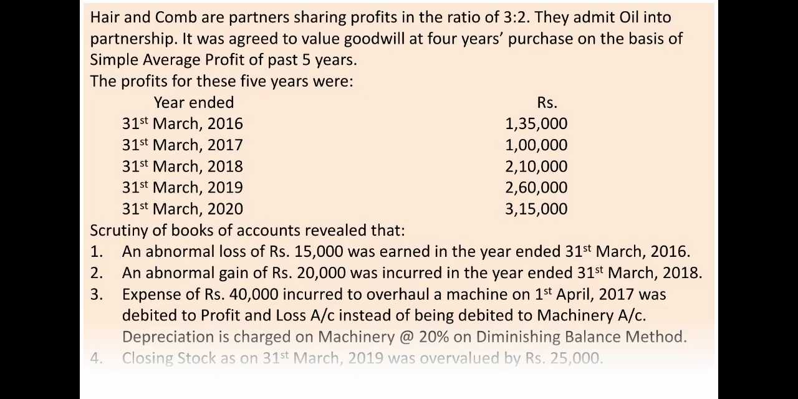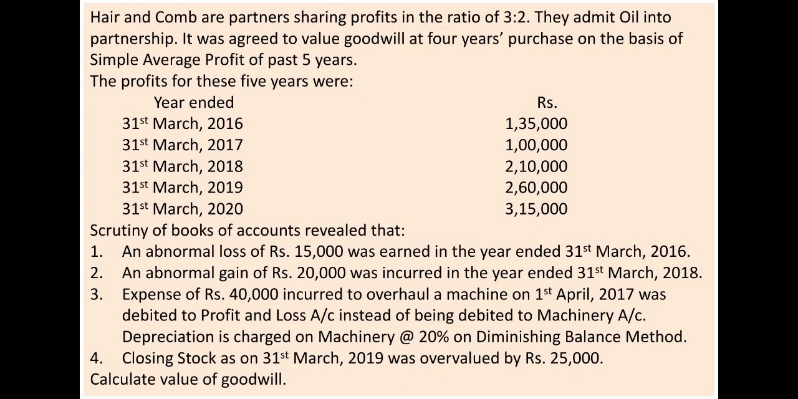Let's start a question. You can please pause the video and write down the question. Let's read. Hare and Com are partners sharing profit in the ratio 3:2. They admit Oil into partnership. It was agreed to value goodwill at 4 years purchase on the basis of simple average profit of past 5 years. So from here we got past 5 years means number of years as 5 and number of years purchase as 4. Then profits are given to us.